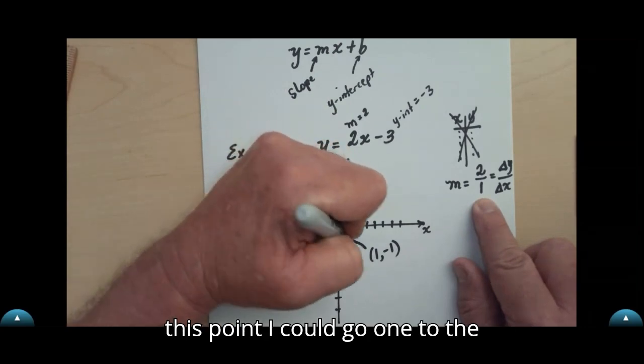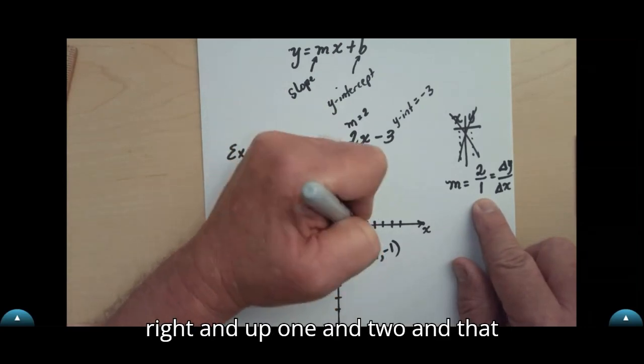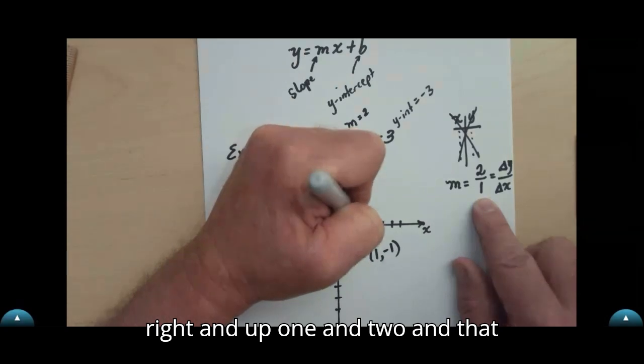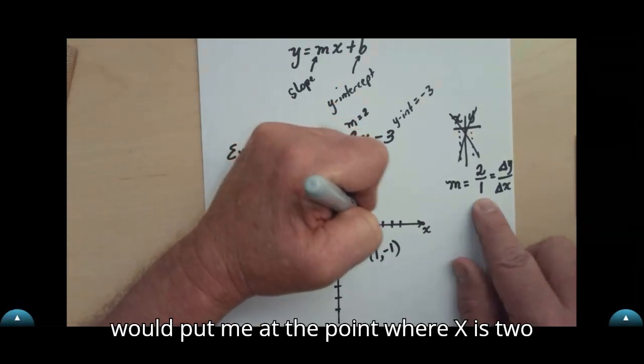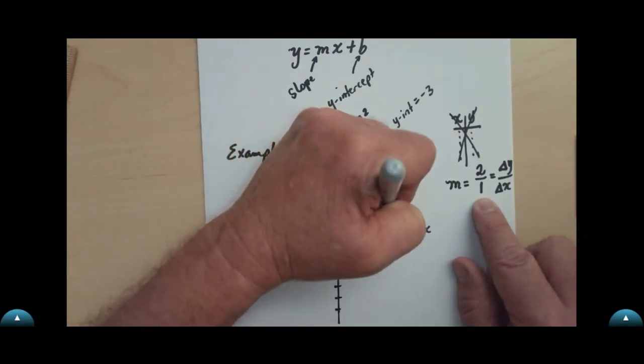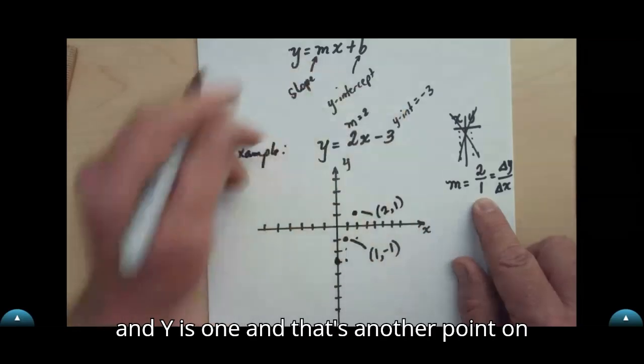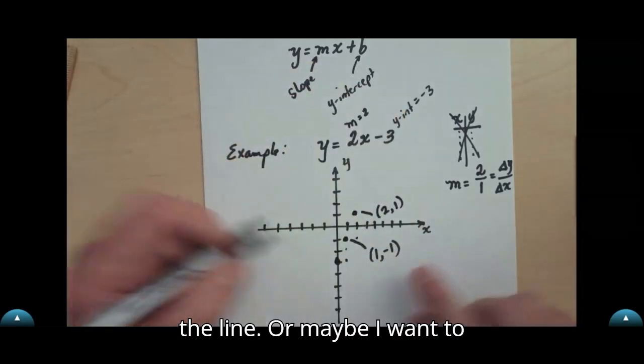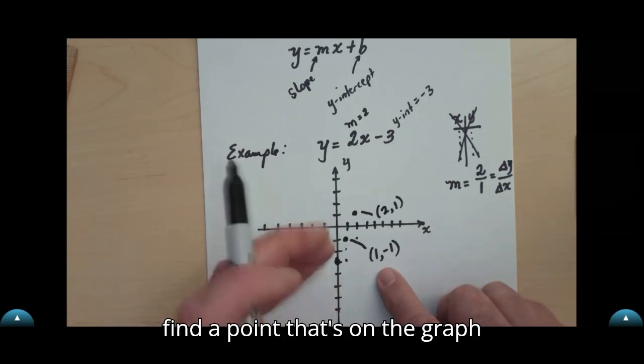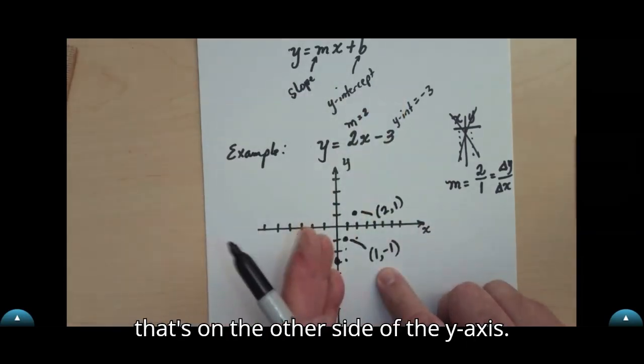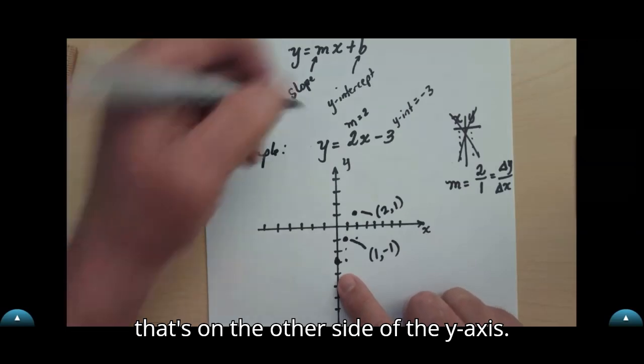From this point, I could go 1 to the right and up 1, 2. And that would put me at the point where x is 2 and y is 1. And that's another point on the line. Or maybe I want to find a point that's on the graph that's on the other side of the y-axis.